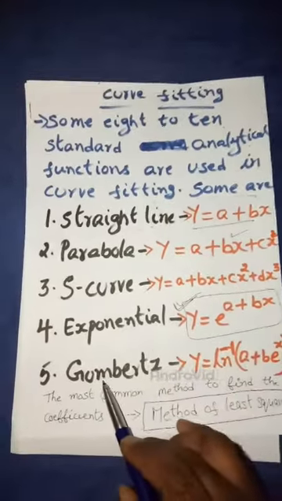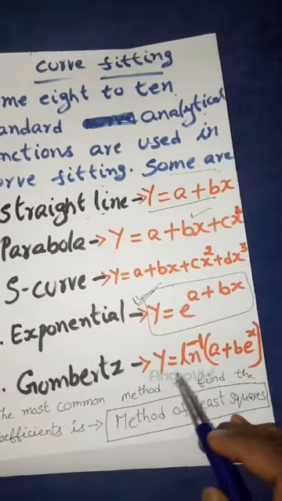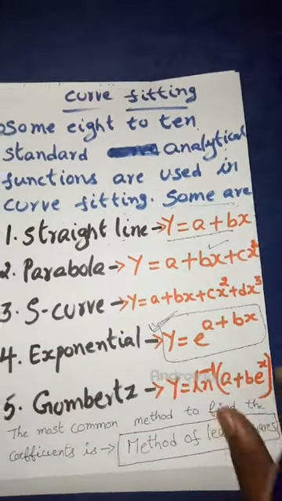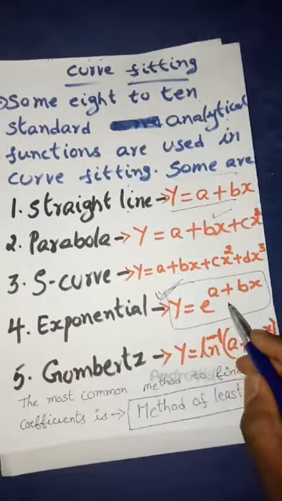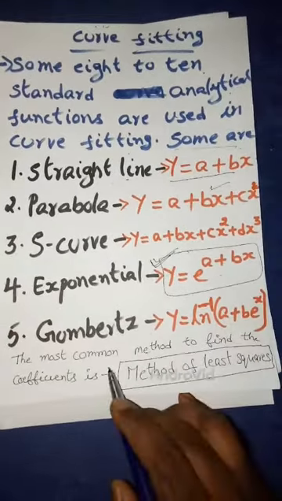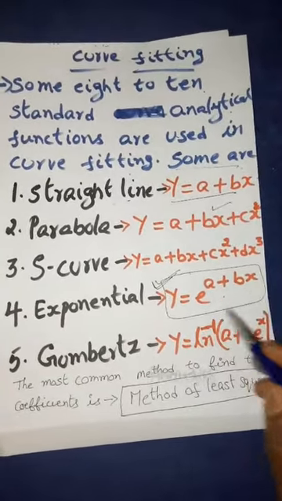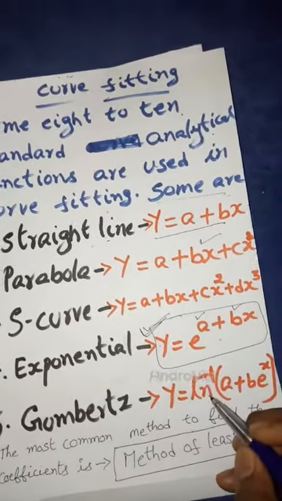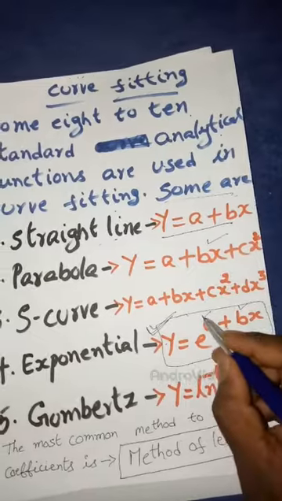One more function is there, the Gompertz function: y is equal to ln inverse a plus bex. Now mainly we are concentrating on this function here. One more thing: if this function is there, what about these constants? What are these coefficients, and how do we find them?